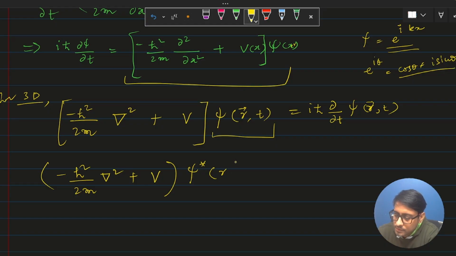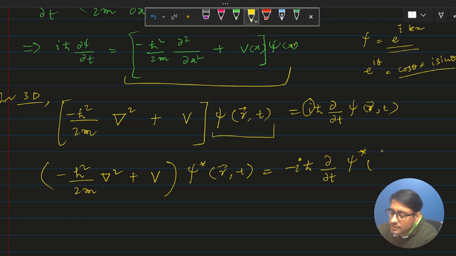So this will be psi(r, t) equals, and if we take the complex conjugate, this iota will be replaced by minus iota h bar del over del t, and this psi with the asterisk, the psi conjugate, of r comma t. So this is the complex conjugate.